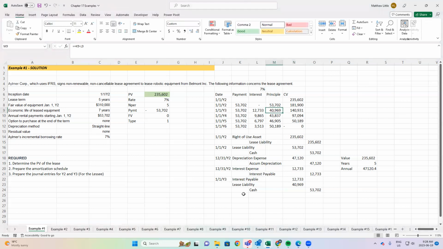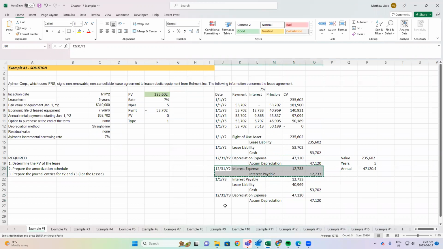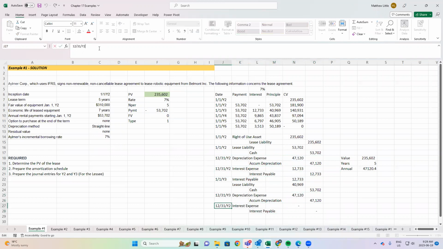And this would repeat. Let's do one more year. It's looking for year 3. So then at the end of year 3, we would also have another depreciation expense for the same amount because it's straight line. And we would have another interest expense, which would now be the 9,865. And that would be your first 2 years of payments.